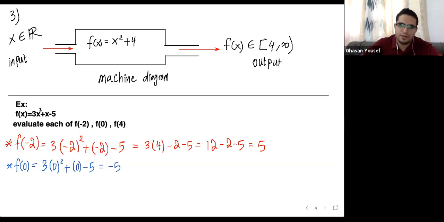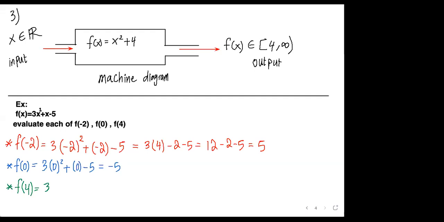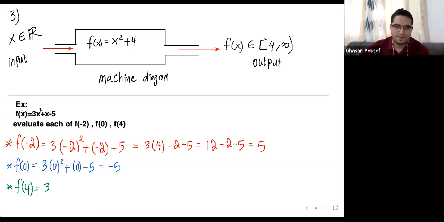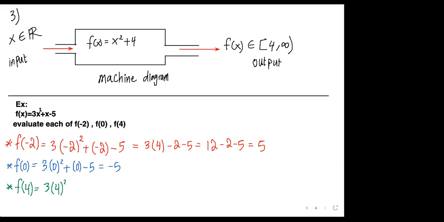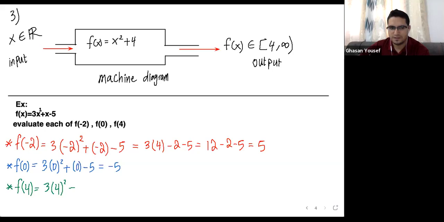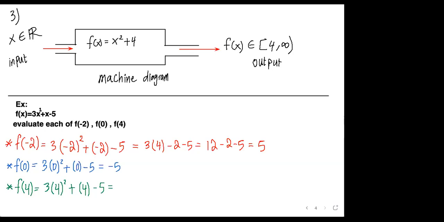Okay, for the last one, f of 4. What's the value? 3 times what? 3 times 4 squared, right? We plug the 4 inside the function. So 3 times 4 squared plus 4 minus 5. What do I get? Eric said 47.